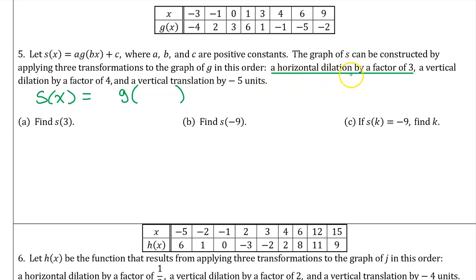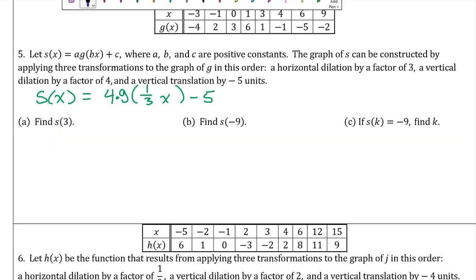A horizontal dilation by a factor of 3 will be caused by a 1/3 x inside g of x. A vertical dilation by a factor of 4 will be caused by a multiple of 4 right in the front. A vertical translation by negative 5 units will be caused by a minus 5 right here on the end. So here's an expression for s of x.